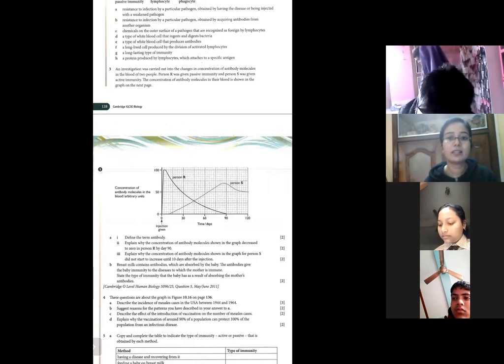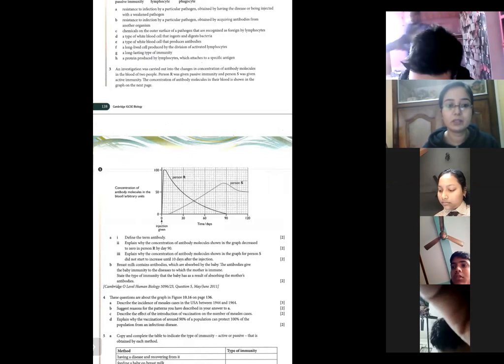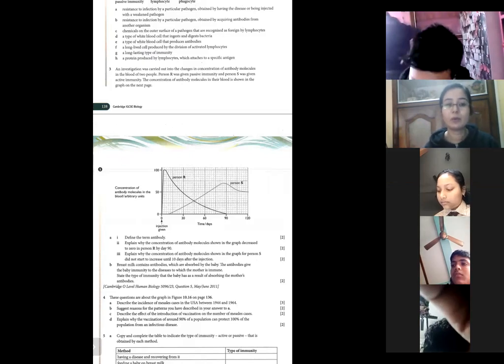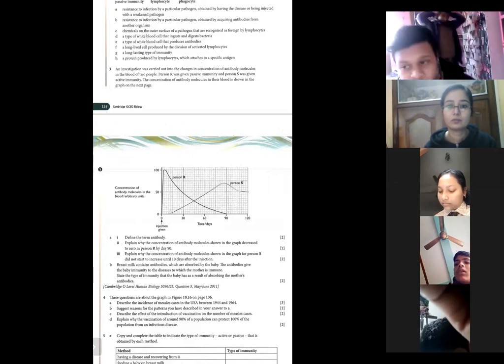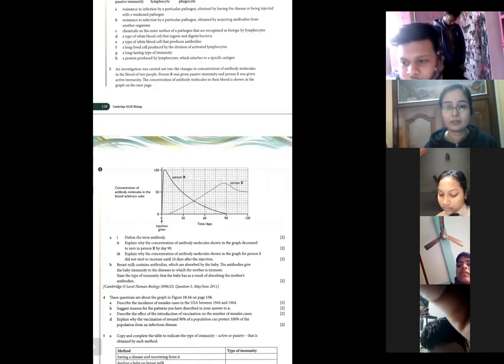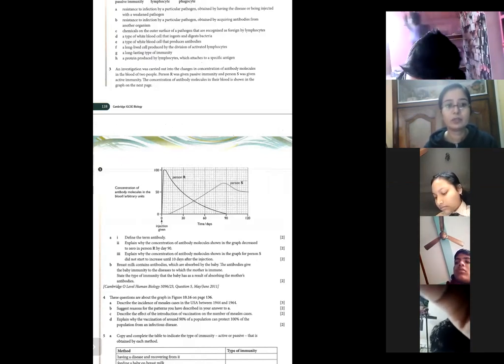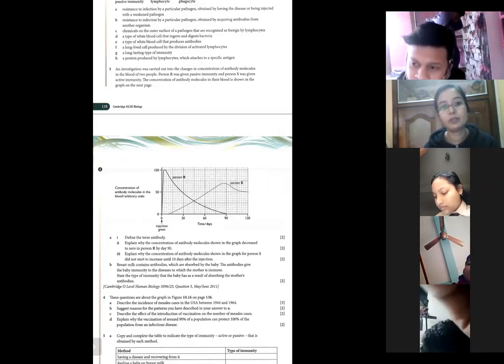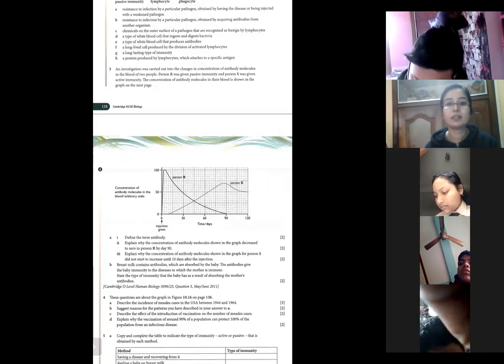And finally, the number of antibodies becomes 0, and no memory cells are produced in passive immunity.